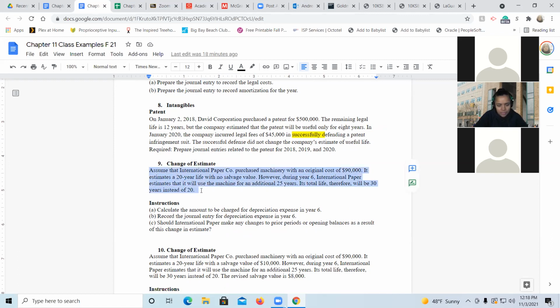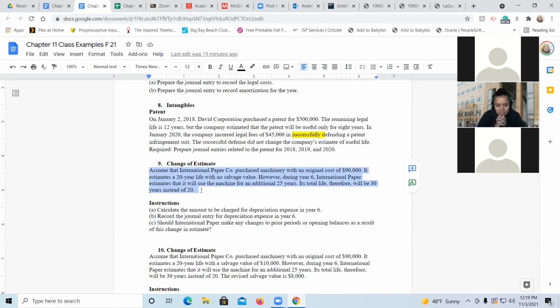So assume that International Paper Company purchased machinery with an original cost of $90,000, right? So there's your cost. It estimates a useful life of 20 years with no salvage value. However, during year 6, so during year 6 means that 5 years, right, of depreciation have already been taken. And now we're in year 6 when this change is going to happen. So don't get confused here. During year 6 doesn't mean 6 years of depreciation have been done. We're saying what's done already is 5 years, and now in the 6th year, we're trying to see what's changed.